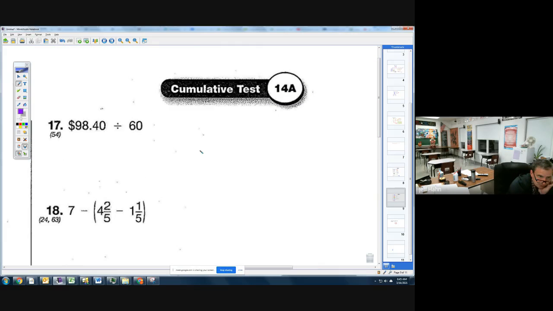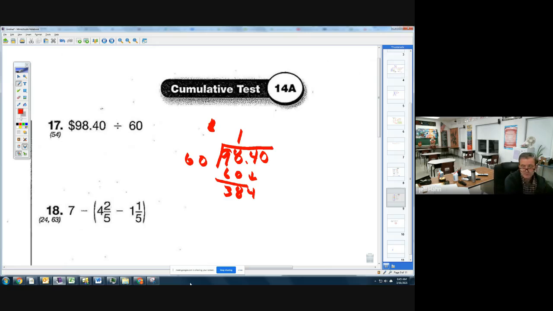17, another division problem. Looks like we're getting all divided out here. Let's try that. It's $98.40 divided by 60. Please make sure you give your answer in dollars because that's what it is. 60 goes into 98 only once because 2 would make it 120, so we know that's just 60. I subtract. I get 38, which is good because it's less than 60. I bring down. How many times will 60 go into 384?